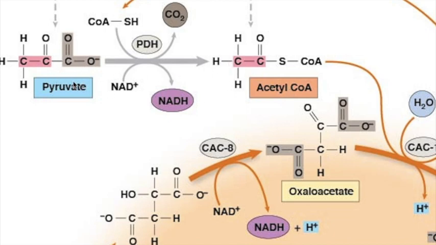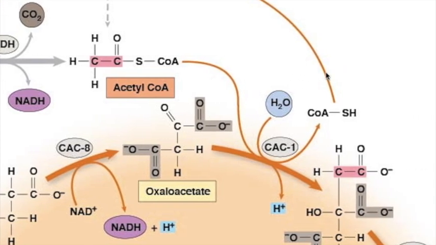In the process, we generate one of these high energy electrons. So we've transferred an electron to NAD plus. In other words, we've reduced NAD plus to make NADH. In the meantime, we've also lost a carbon dioxide. You can see it's already being formed here, and it just pops off. This carbon dioxide is then lost. And this is going to be one of those carbon dioxide molecules that we're breathing out. Okay.